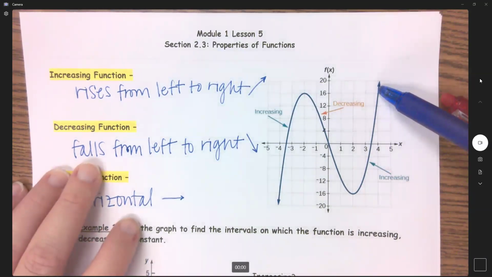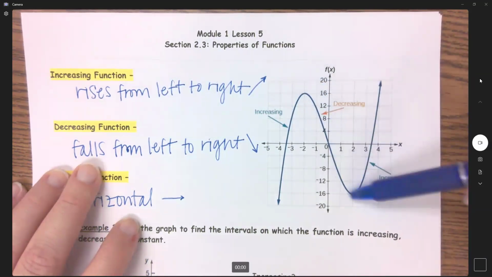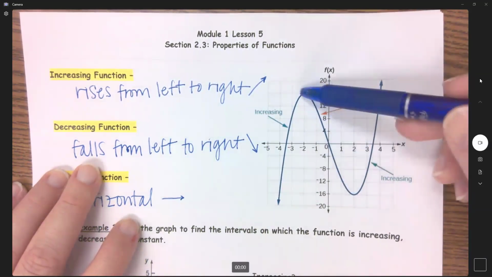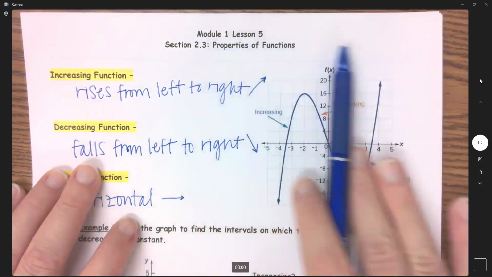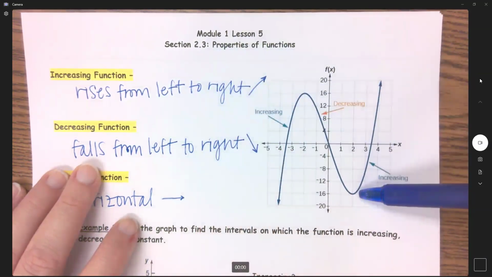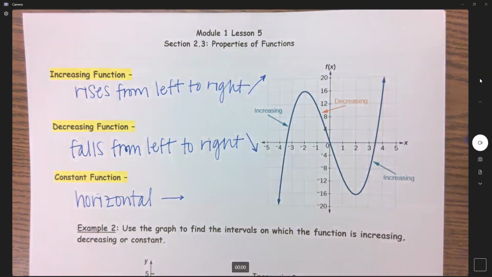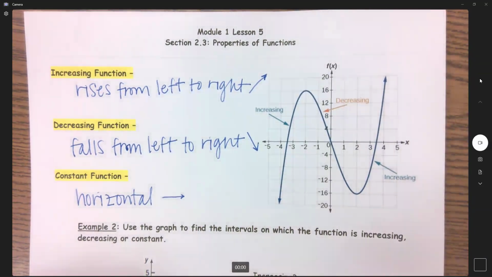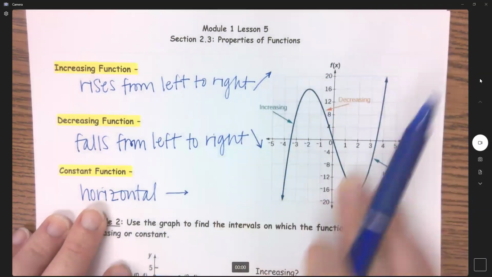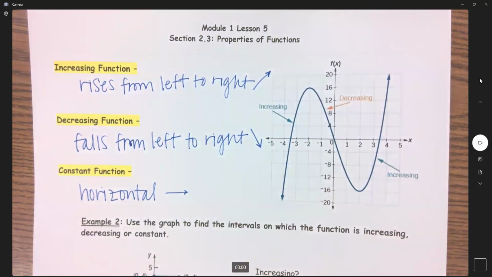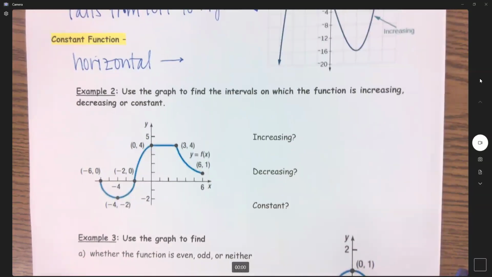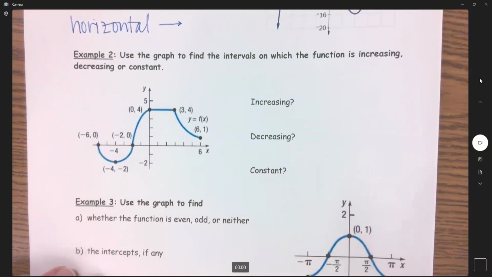And then a decreasing function is where it's falling from left to right. So decreasing would be right here from -2 to 2. As you are going from left to right, it is falling down, or these y values are getting smaller. And then I don't have a picture of this here, but your constant function is when you have a horizontal line.